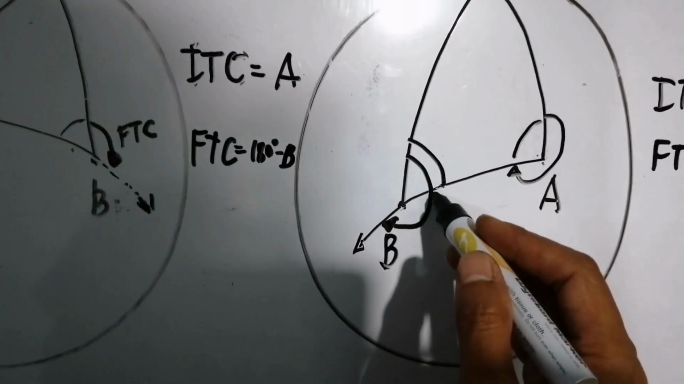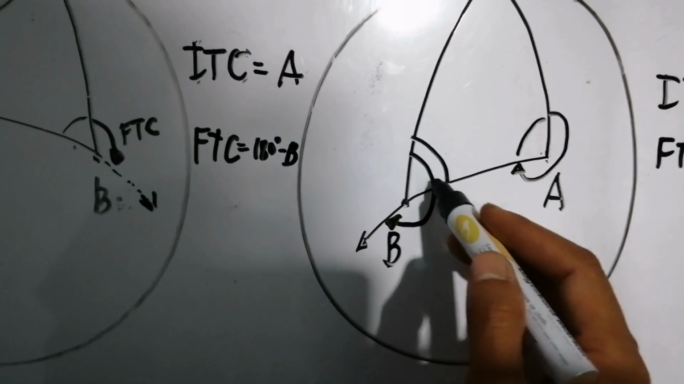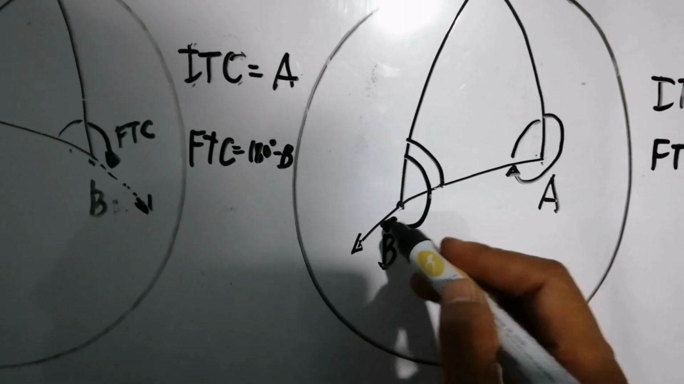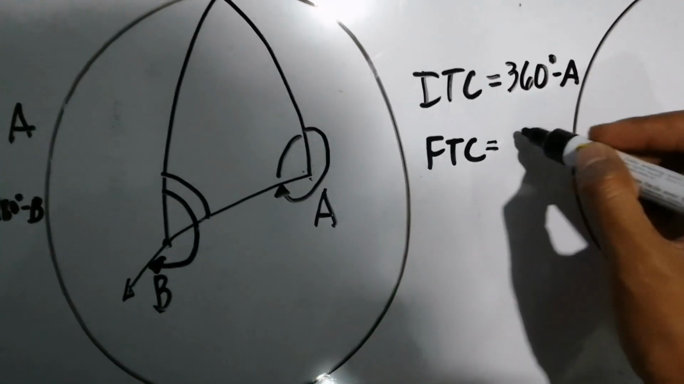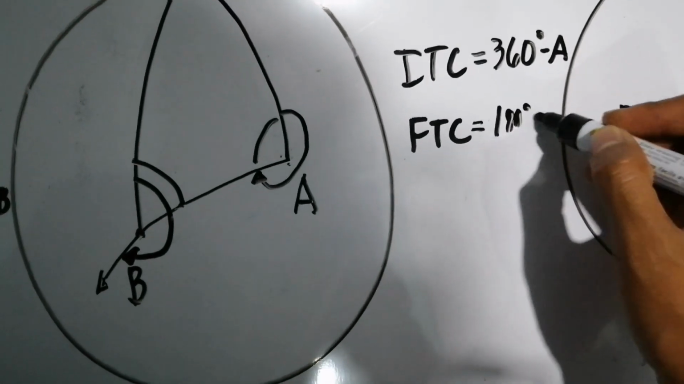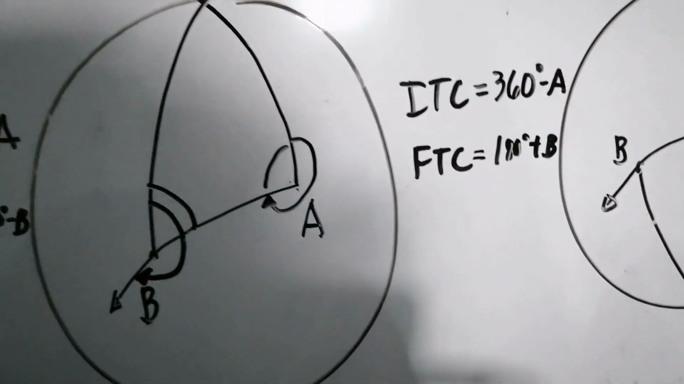So to find the final true course, all you have to do is add angle B and 180 degrees. So this will just be 180 degrees plus your angle B.